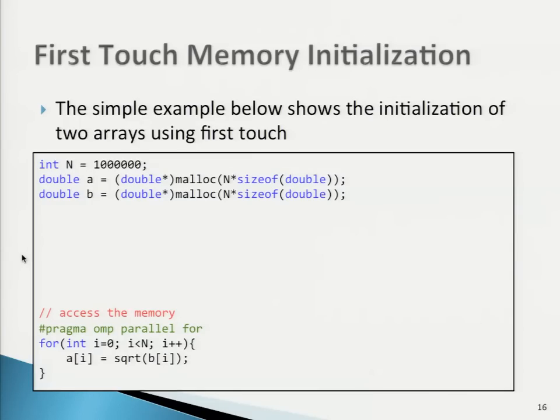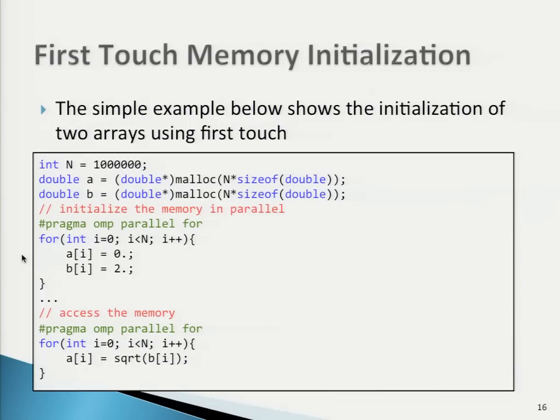So here's a really simple example. I allocate a couple of arrays that are about 8 megabytes in size, A and B. A normal way to go about it might just be a pragma, where I set A to be the square root of B. And if I've just initialized this memory previously without using an OpenMP statement, all this memory is going to be stored on wherever thread 1 is, and you're going to have a problem.